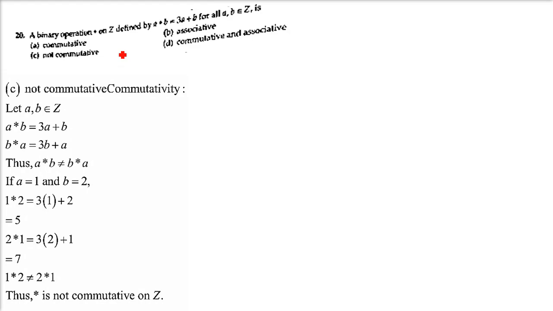Next is question number 20. A binary operation star on Z is defined by A star B equals 3A plus B. And this Z is very important, because if it would have been Z and N, the answer would have been different per se. So let us check what is there and what is not there, one by one.